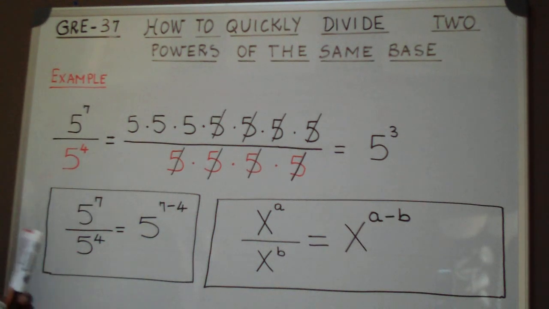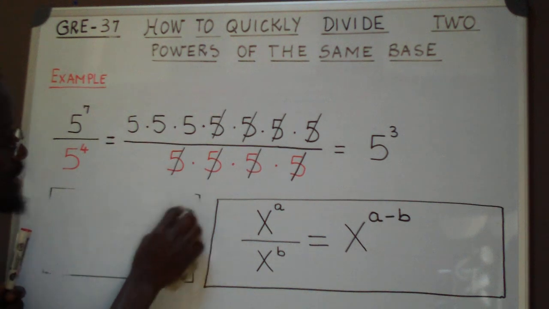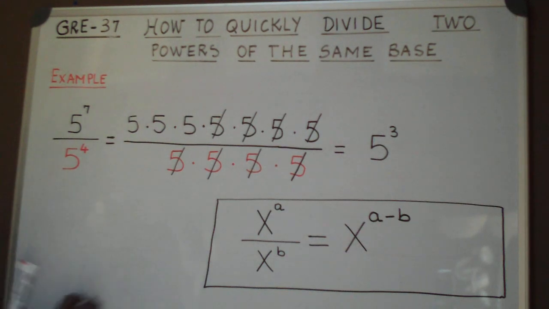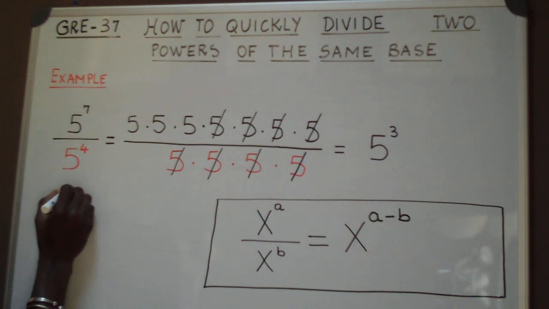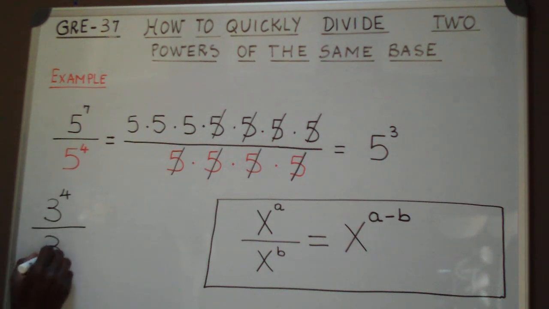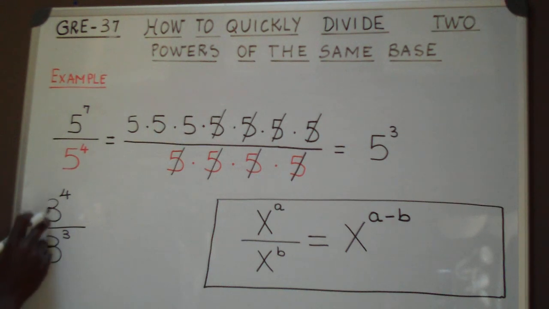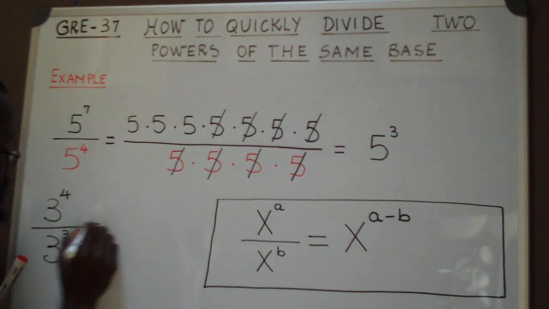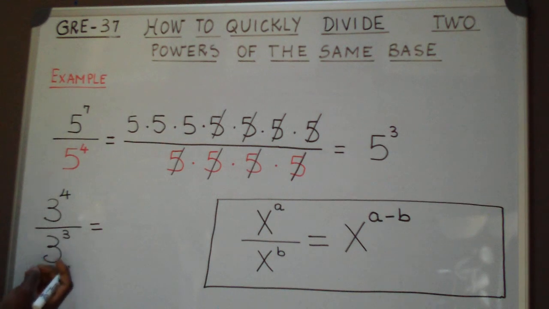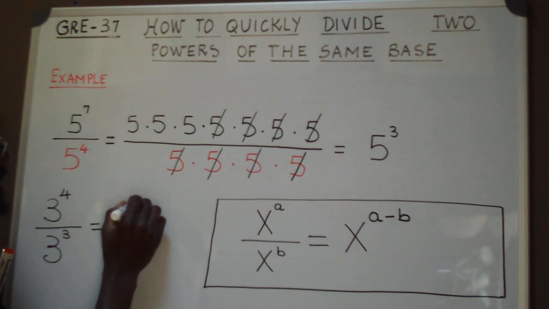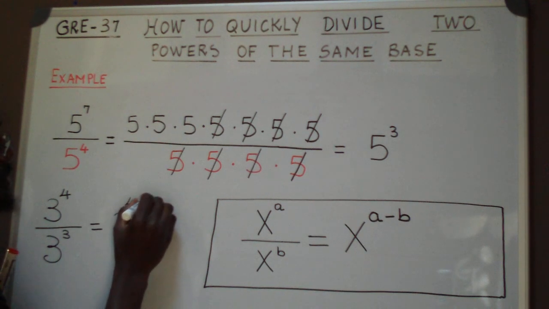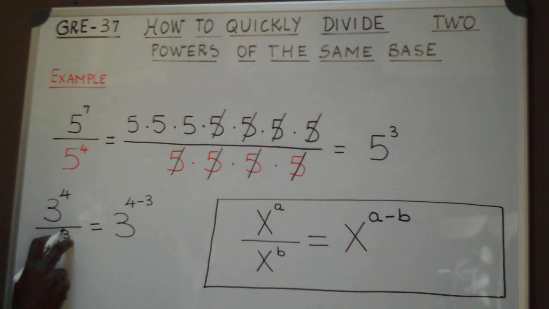Now, let me give you another concrete example to illustrate this formula. Suppose you have 3 to the exponent 4 divided by 3 to the exponent 3. Look, here the two bases are the same. It's 3 and 3, so you can apply the formula. The two bases are the same, and at the same time the base is different from 0. So you could say this is 3 raised to the power 4 minus 3. That is this exponent minus this one.